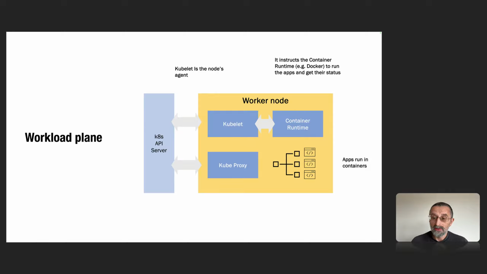Applications run in containers, as we know from the previous courses. And the kube proxy creates a virtual load balancer for each app that needs it. So sometimes the applications need load balancing, so kube proxy creates such a virtual load balancer for those apps. So this is the architecture of the worker node, obviously from the high-level perspective.